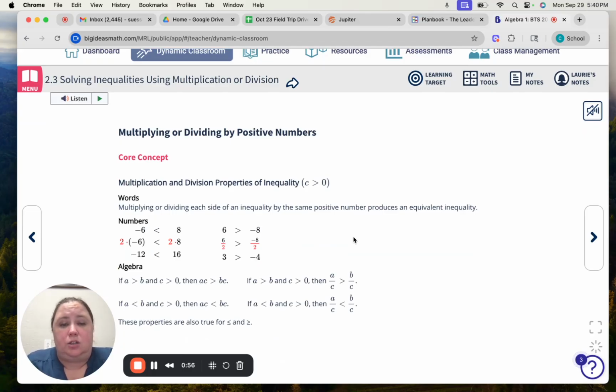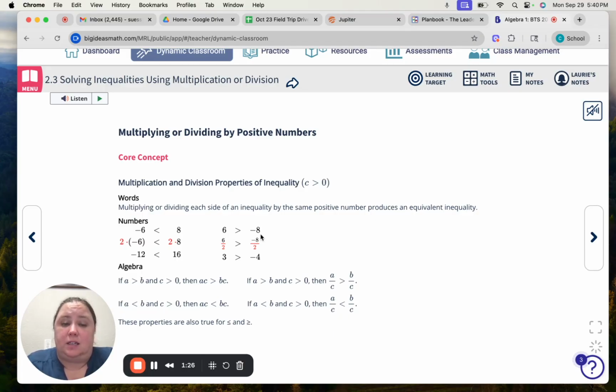So you're going to write this in your journals. Again, you can either choose to write the words and numbers or just the algebra part. You may choose. But if you look here, we have negative 6 is less than 8. If I multiply 2 on both sides, is the answer still true? I have negative 12 is less than 16. Yes, that would still be true because negative 12 is way less than 16.